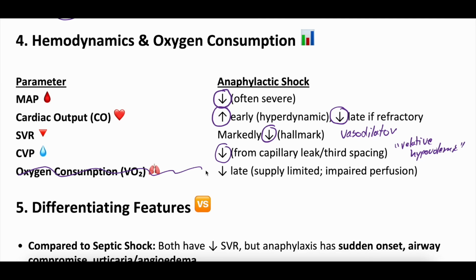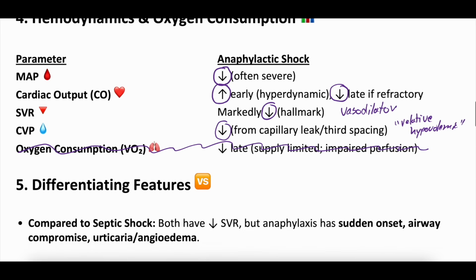And oxygen consumption is more complex. We're not going to talk about it in this episode. Okay, so low MAP, high cardiac output early that then turns into decreased cardiac output late. You're going to have marked vasodilation with decreased SVR and a low CVP from all that capillary leak. All right, so those are some of the test question classical findings.